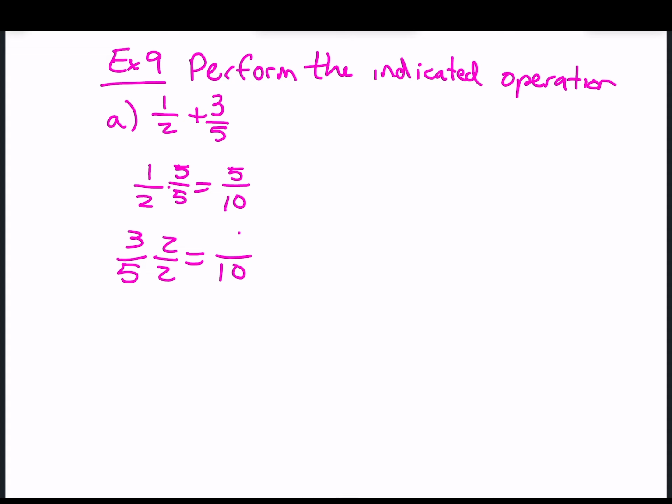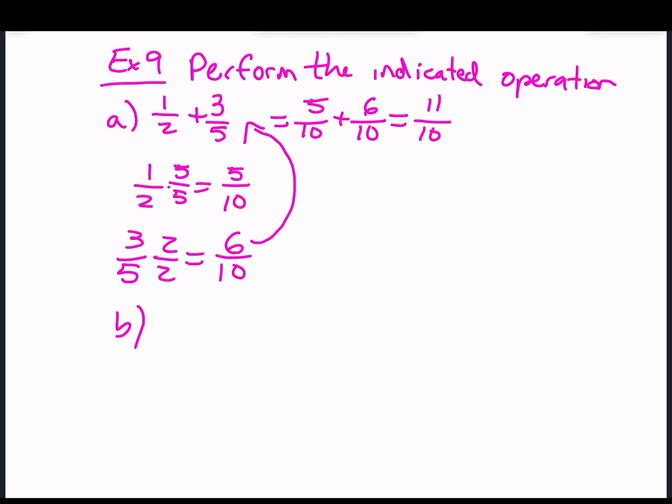3 times 2 is 6. So we can take both of these fractions that we've changed to tenths and plug them in up here. And so we get 5/10 plus 6/10. And we can now add the numerators to get 11 over 10. Now we could write that as a mixed number, but we'll leave it as an improper fraction for now.